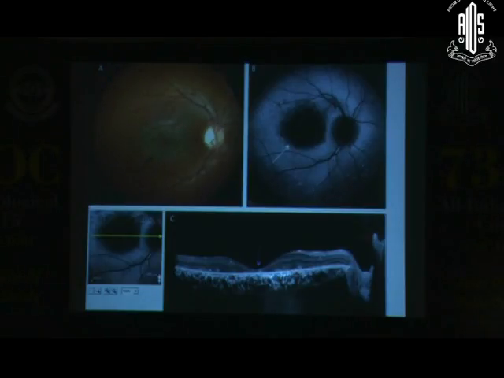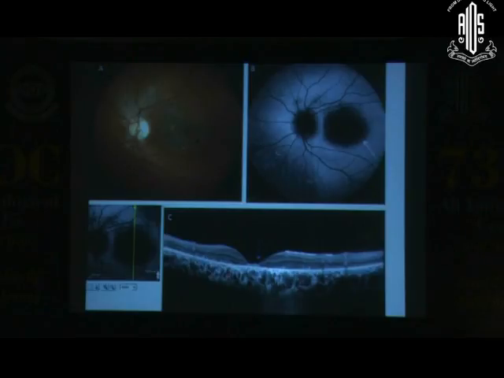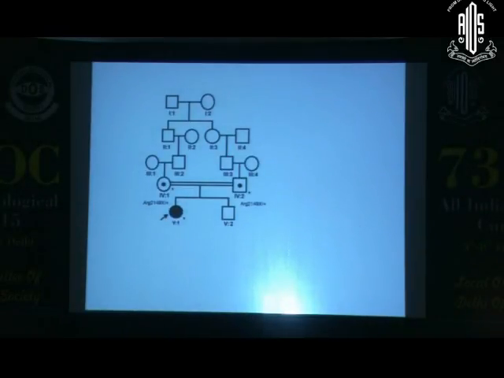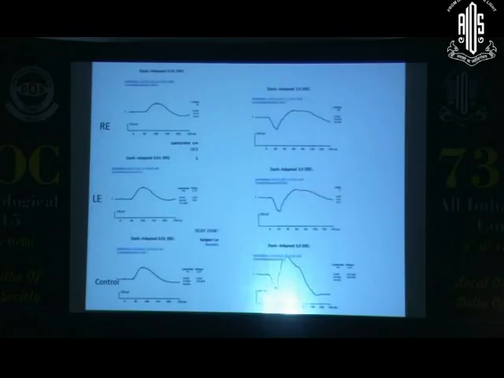And look at the autofluorescence. There is a large area of hypoautofluorescence. So her macula is really not functioning very well, and that shows the loss of photoreceptors on the OCT, and that's in both the eyes. She is the first child of consanguineous parents, and that's her ERG.